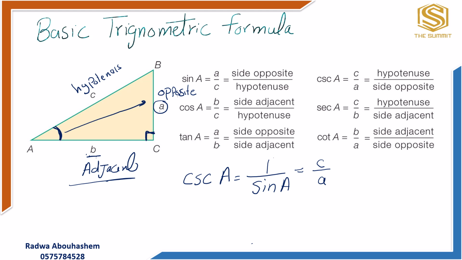And for the reciprocal for cosine A, it would be secant A, 1 over cosine A. So I'm just flipping it. So this means I'm taking the hypotenuse over the adjacent. And if I'm taking cotan A, cotan means the reciprocal for tan. So it would be 1 over tan. So it would be the adjacent over the opposite.